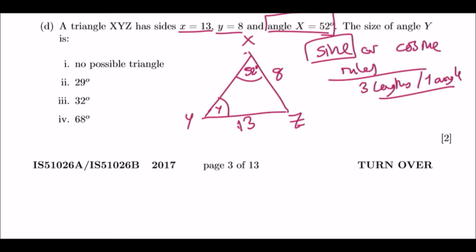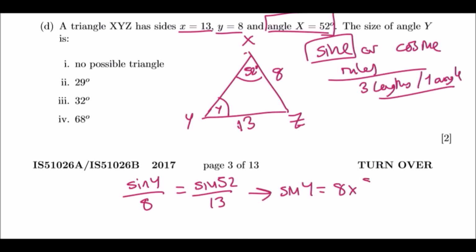So the sine rule states that we're going to have, for example, sine x over x equals sine y over y. So it's kind of artistic in that sense. So here we're going to have sine y over y, which is 8. Let's write it here. So sine y over 8 must equal sine 52 over 13, because they're all opposite sides. And now all we have to do is make sine y the subject. By multiplying 8 across, we're going to have sine y equals 8 times sine 52 over 13.